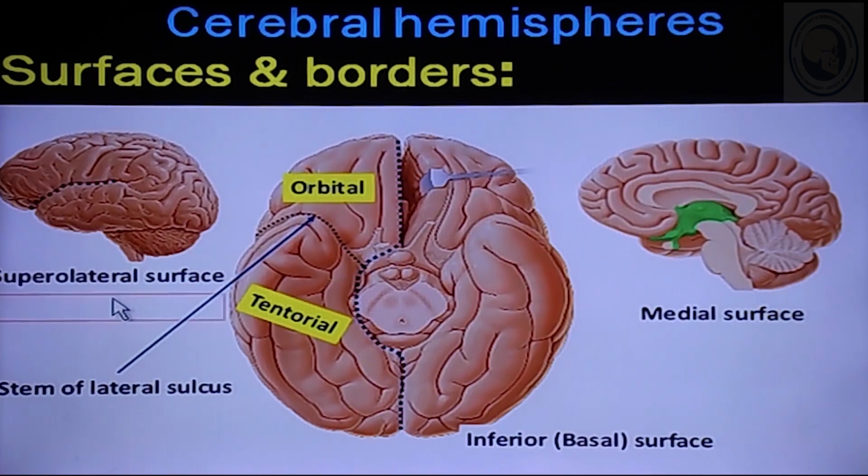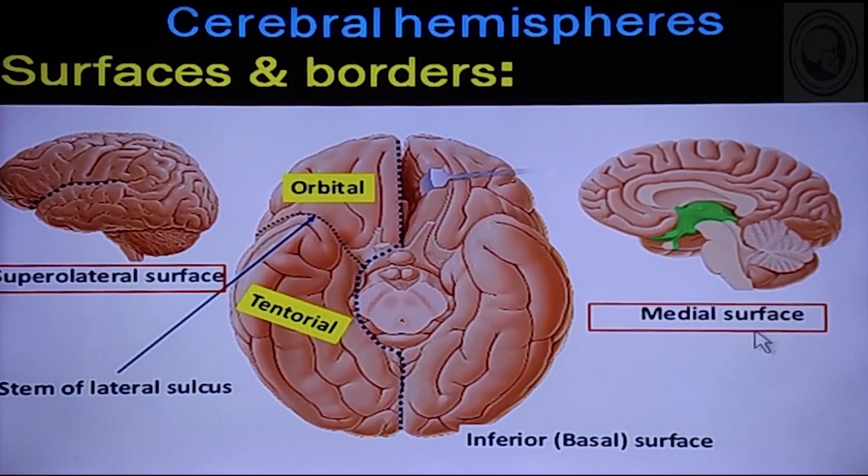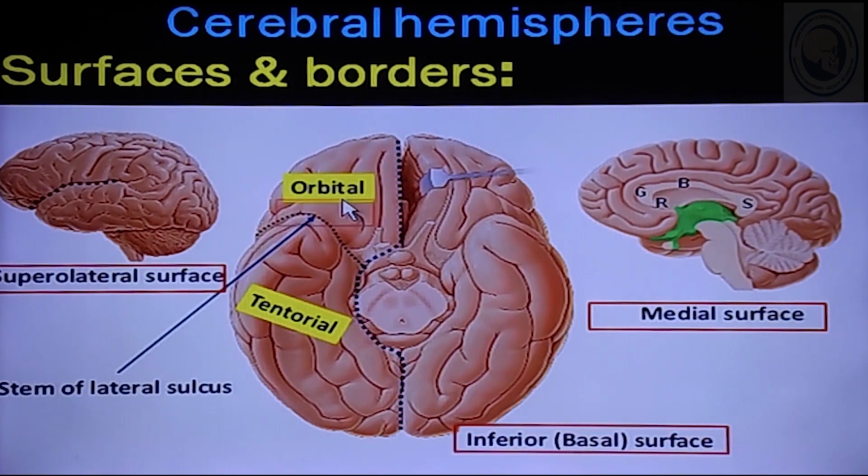So this will be the lateral surface. This is the medial surface, known by the corpus callosum, and this corpus callosum is formed of four parts. From anteriorly backwards, we have the rostrum, then the genu, then the body of the corpus callosum, and the last part will be the splenium. While this surface will be the inferior surface, and the inferior surface will be divided into an anterior part called the orbital part, and a posterior part called the tentorial part.